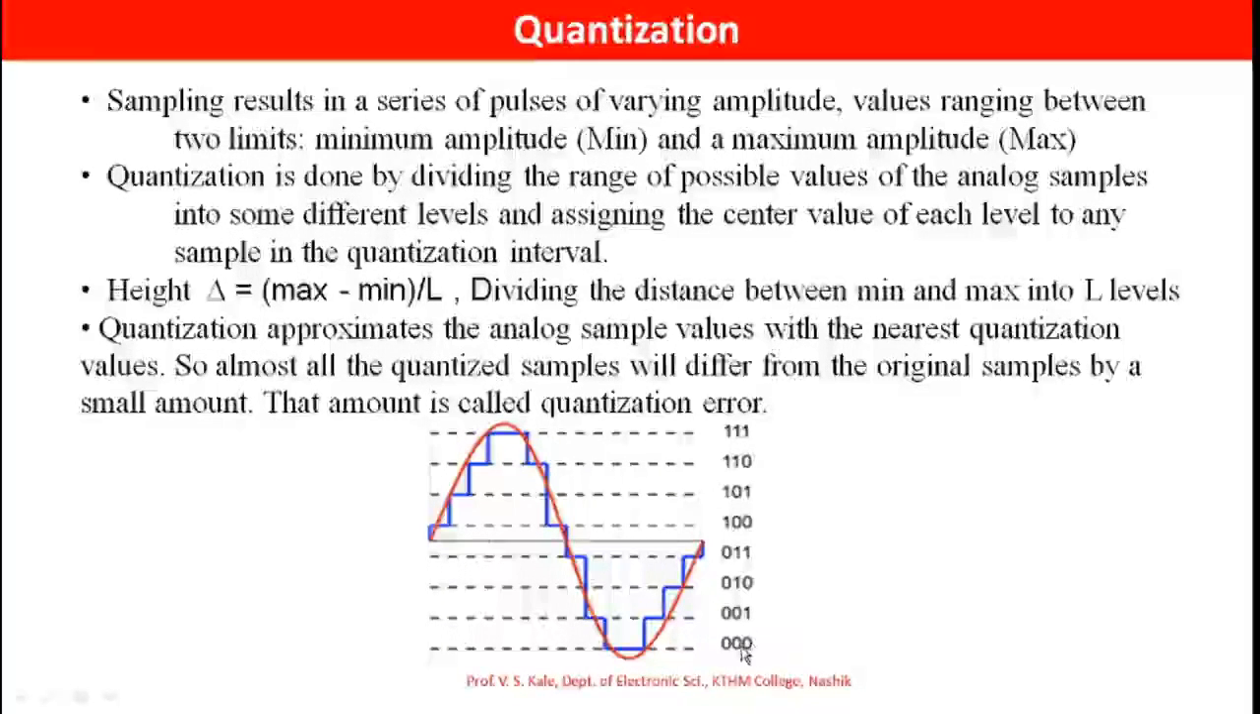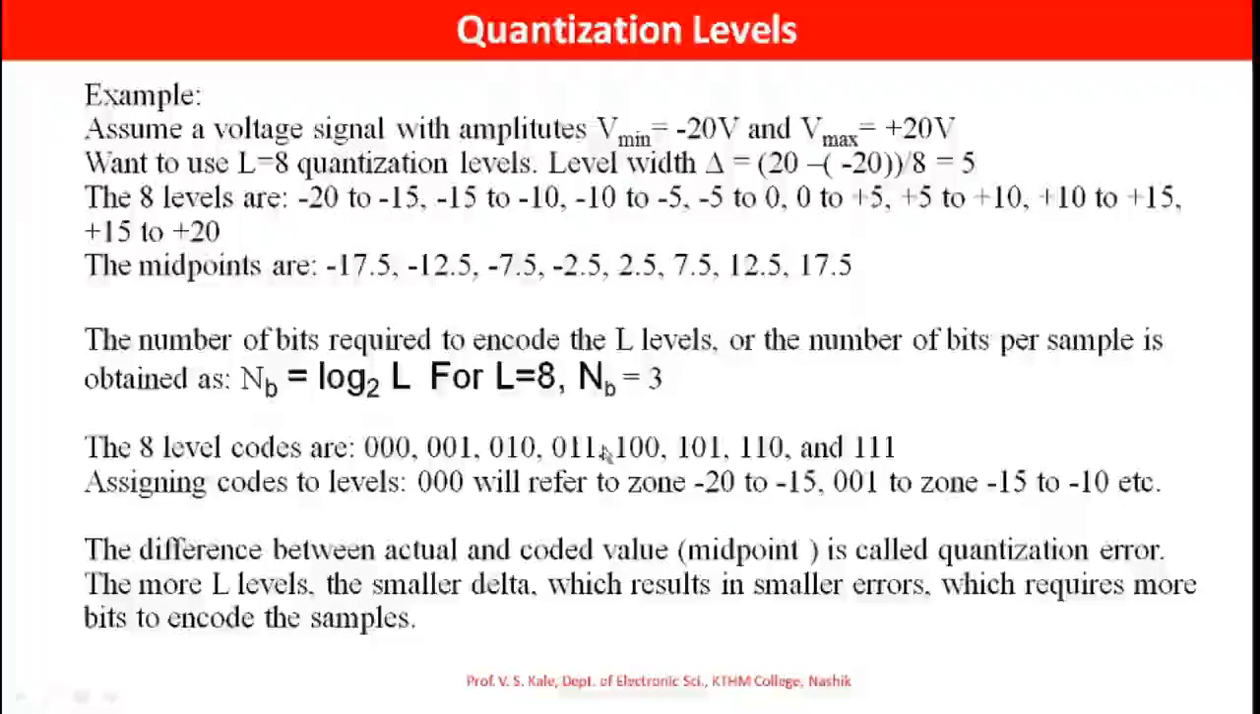The first level is 000, second is 001, third is 010, fourth is 011, fifth is 100, sixth is 101, next is 110, and last one is 111. If 8 levels are there, 8 codes are generated. Now see the details of quantization levels.